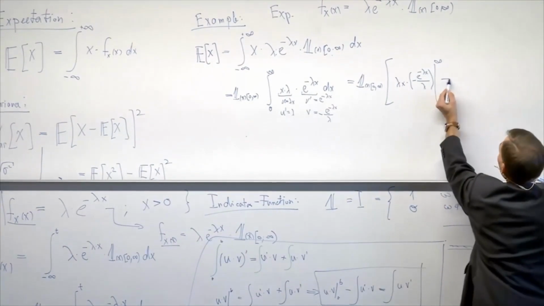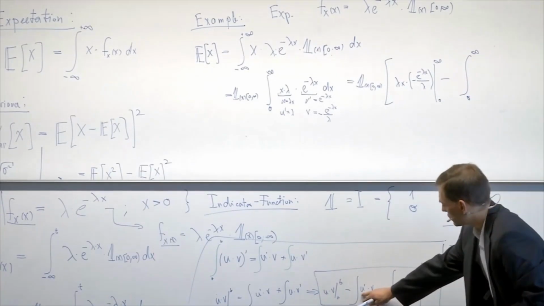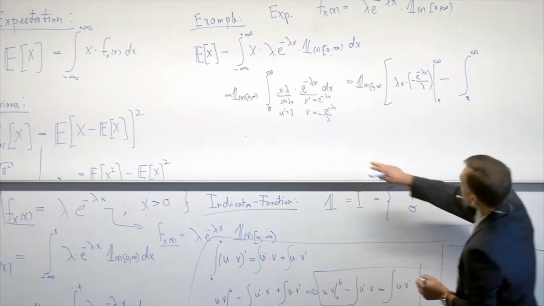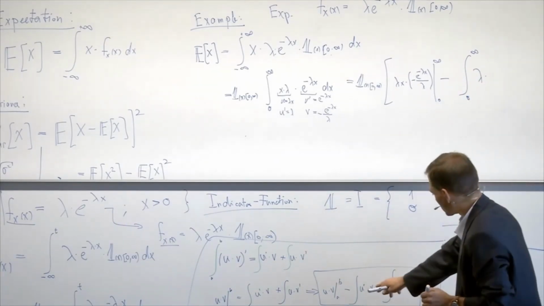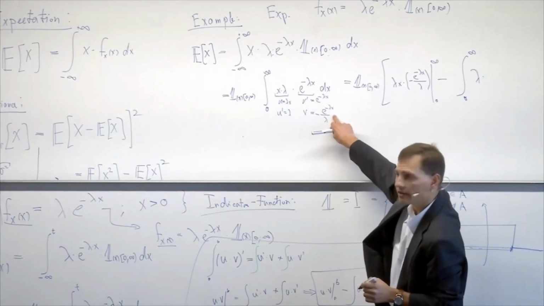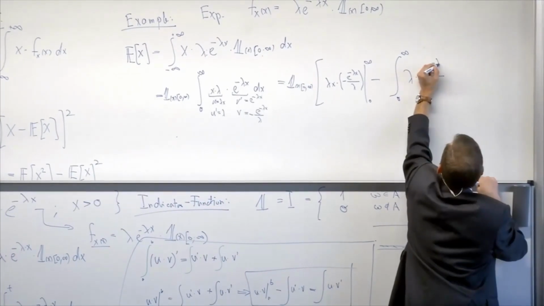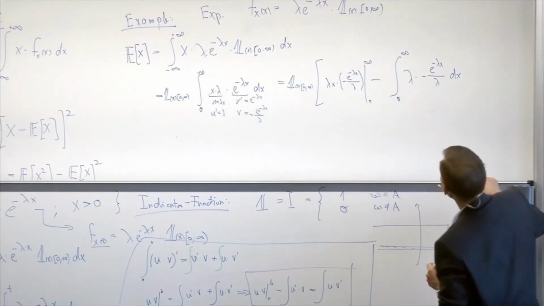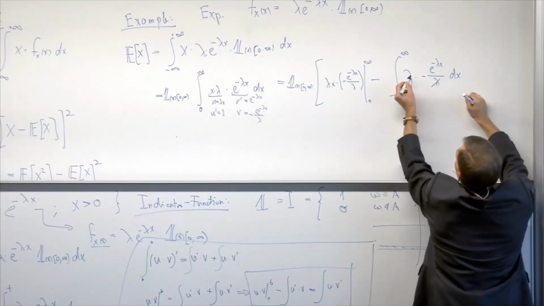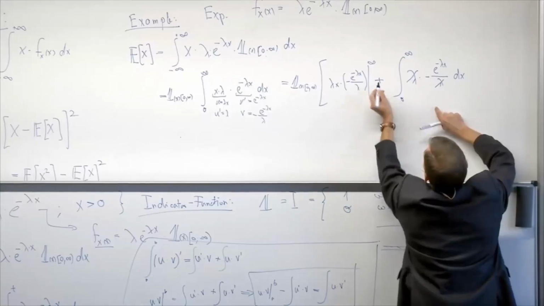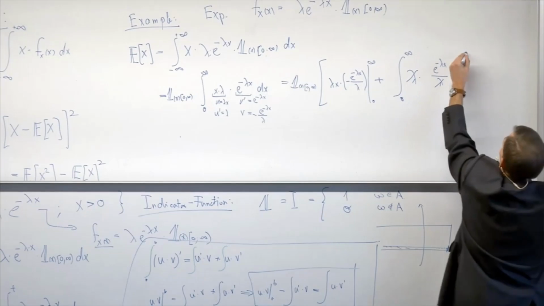Minus, according to the rule, the integral from 0 to infinity of u prime times v. Well, what is u prime? That's just lambda times v. V is this. So it's minus e to the minus lambda x divided by lambda dx. That is possible to simplify. Lambda in the denominator, lambda in the numerator, minus and minus gives me a plus. Close the big bracket.